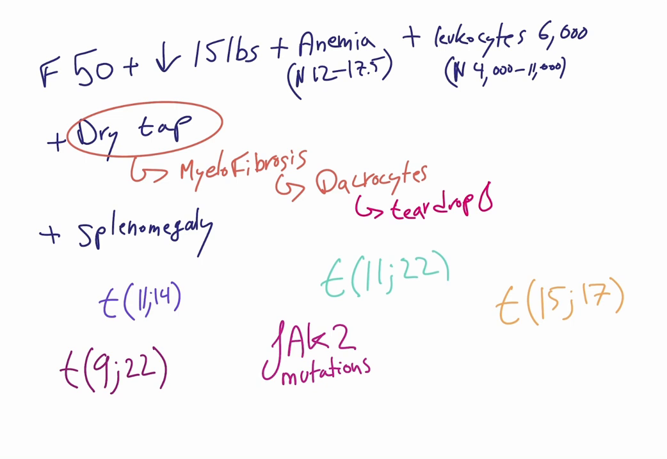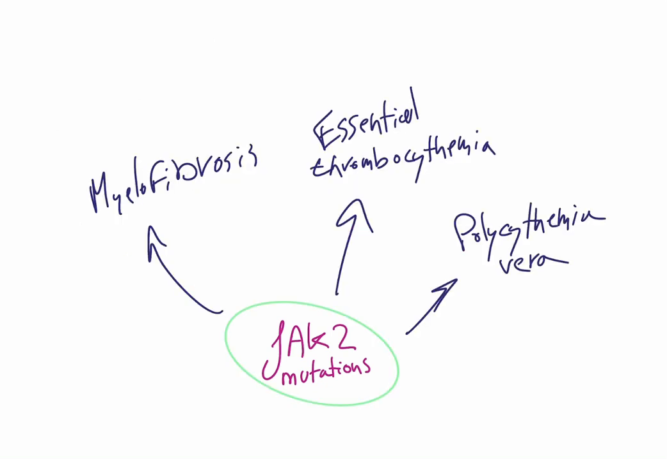Please make your selection. 3, 2, 1. Boom! JAK2 mutation is the correct answer. First and foremost, let's go over JAK2. So, JAK2 mutation is associated with myelofibrosis, essential thrombocythemia, as well as polycythemia vera.